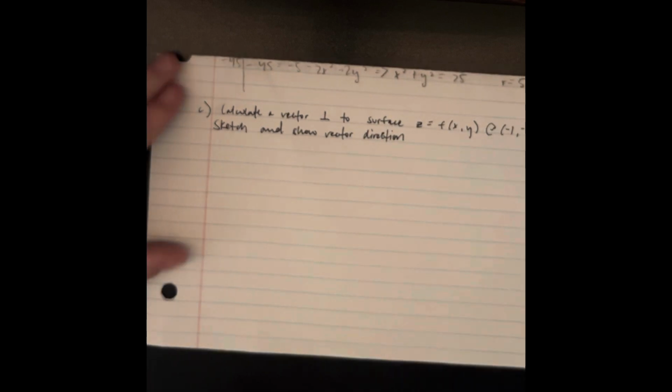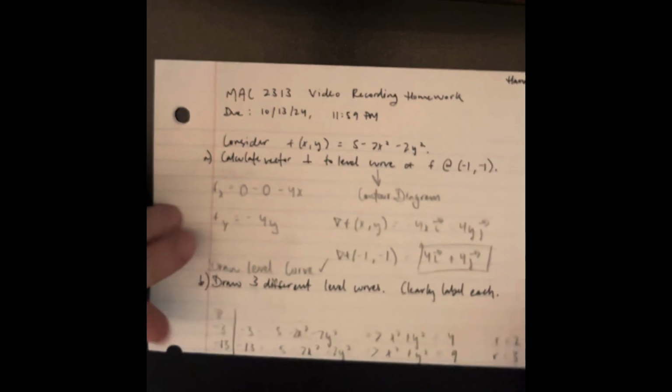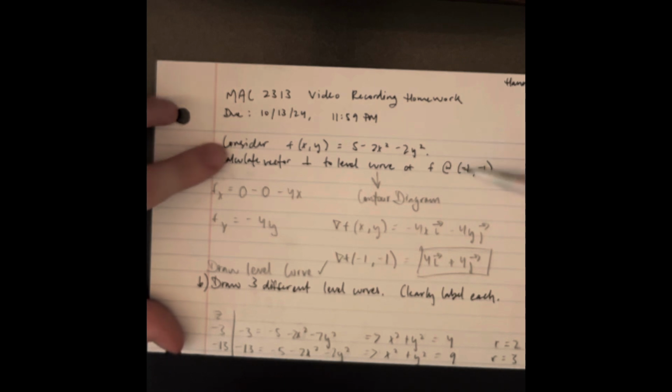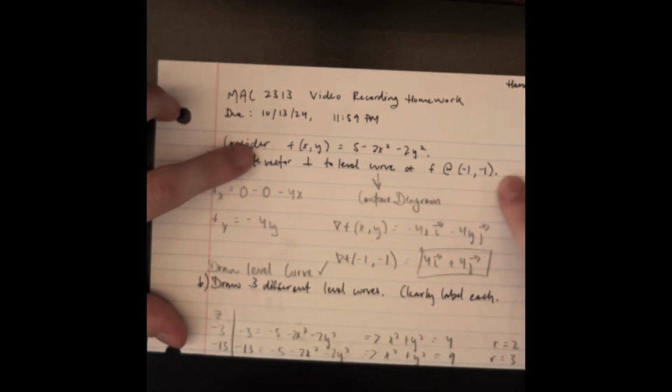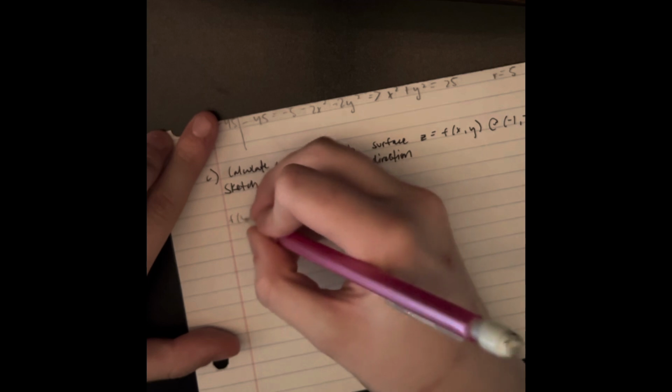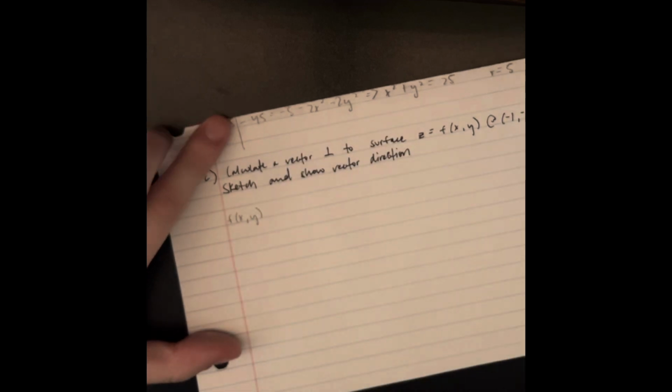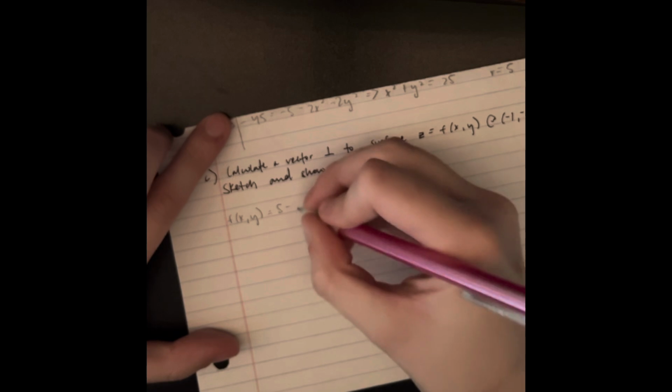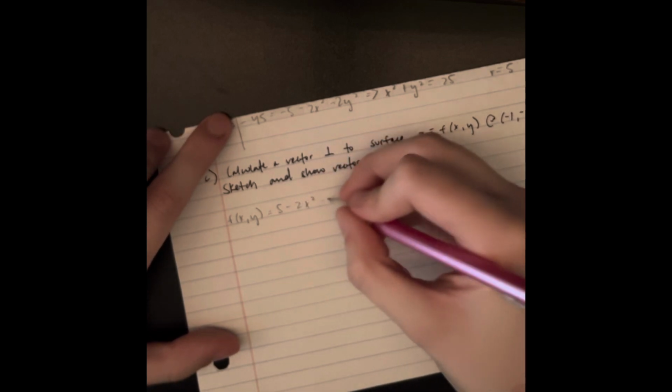All right, so now I've been asked to calculate a vector perpendicular to the surface of our function in a three-dimensional plane, at negative 1, negative 1, 1. So it is going to be a very similar step to this first problem where we were just finding a vector perpendicular to the level curve, except now we are in 3 dimensions. So for f of xy rather, I should say, we know our function is 5 minus 2x squared minus 2y squared.